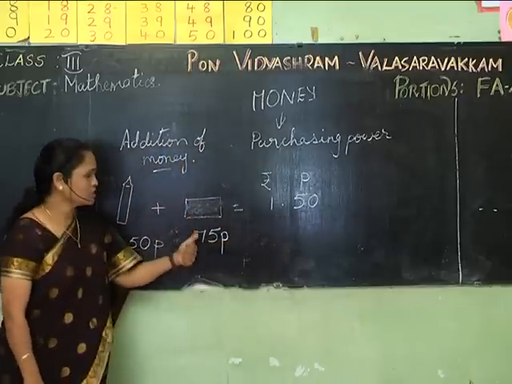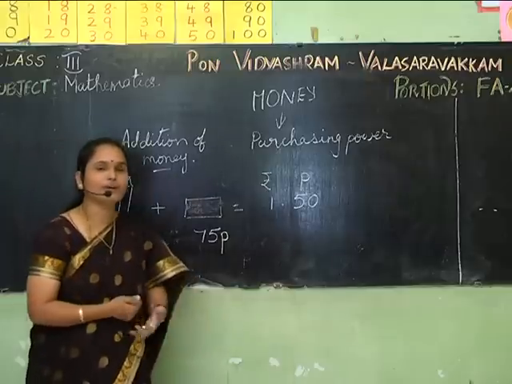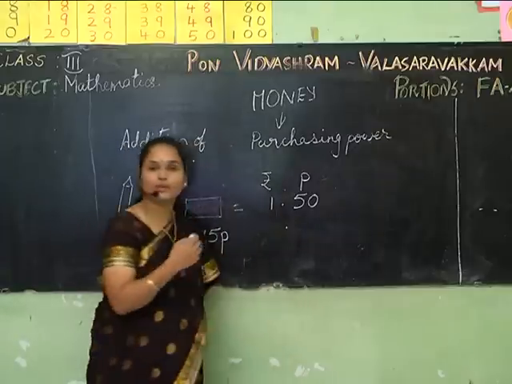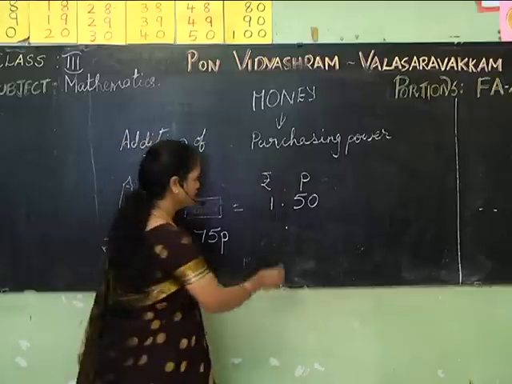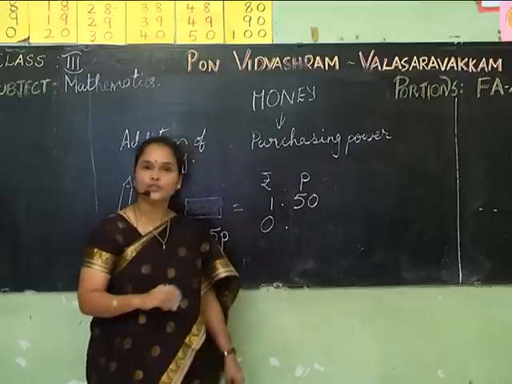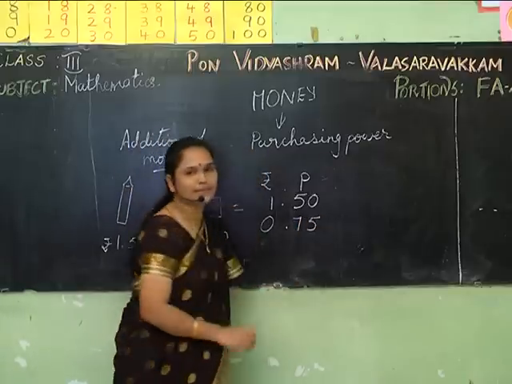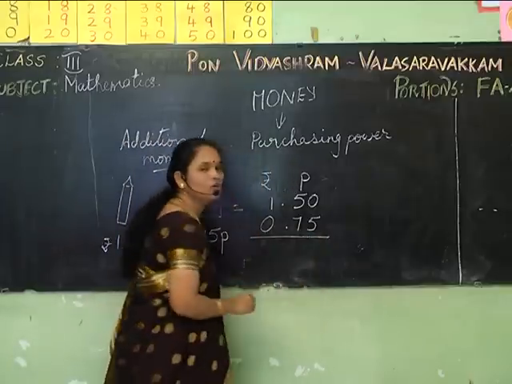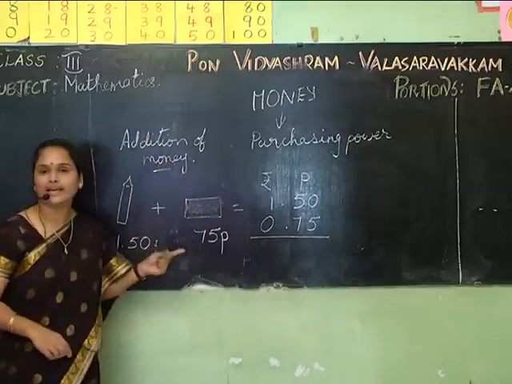And then the cost of this eraser is 75 paise. Now, how do I write 75 paise and add? Is there any 0 here, or is there any rupee I mentioned here? No. So I'll put 0 in the rupee column and 75 paise in the paise column. Now, how much should I give to the shopkeeper to buy a pencil and eraser?